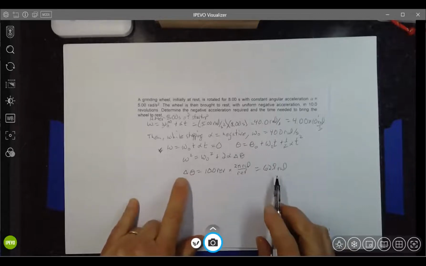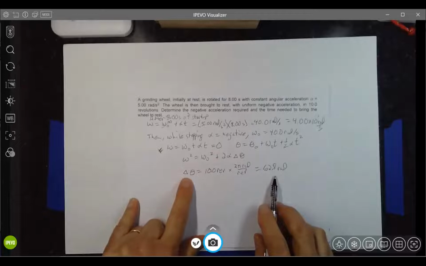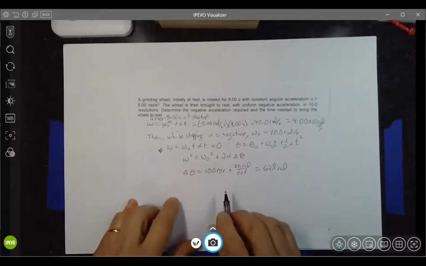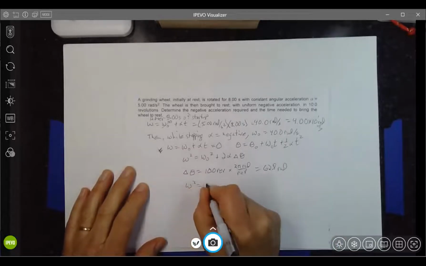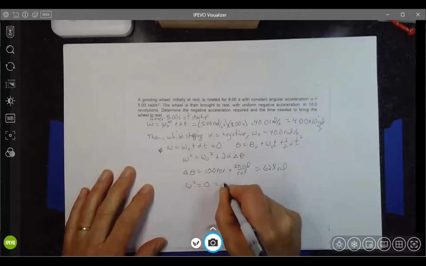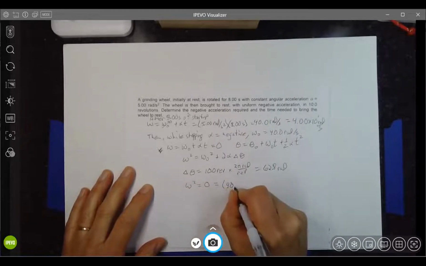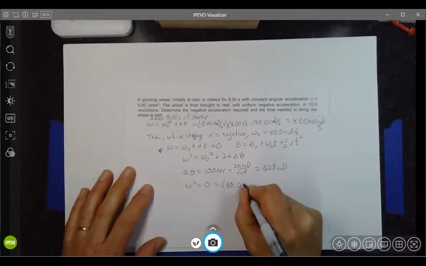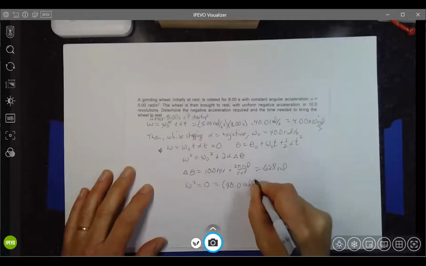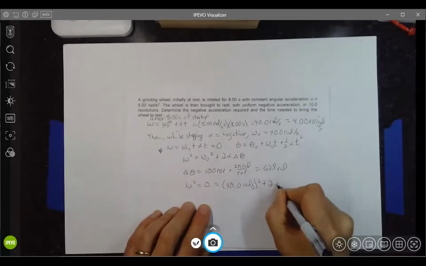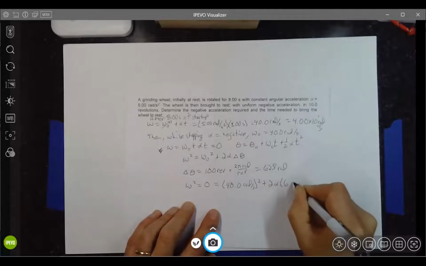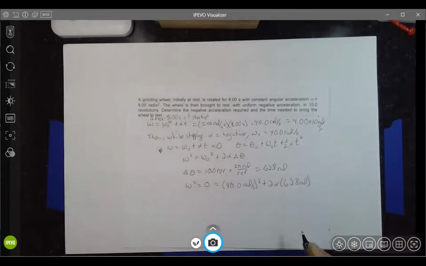Anyway, so there's delta theta. What don't I know? I don't know alpha. Well, let's figure it out. Omega squared at the end is going to be 0, is going to equal my 40.0 radians per second squared plus 2 times alpha times 62.8 radians. And let's see what we get here.